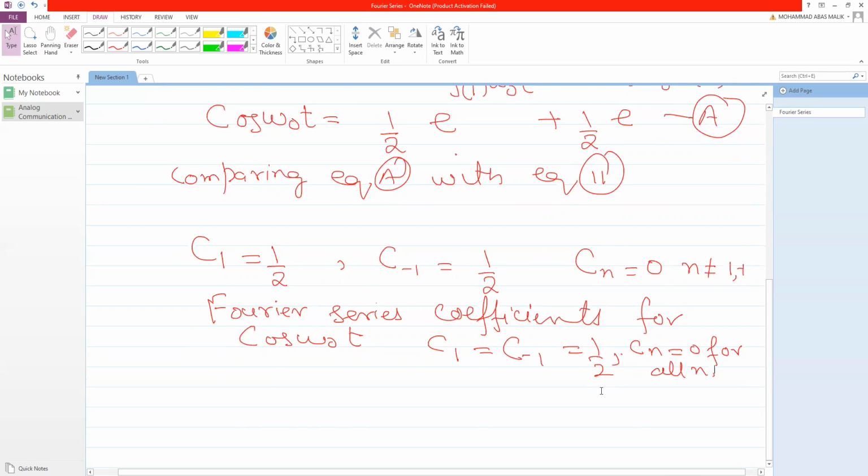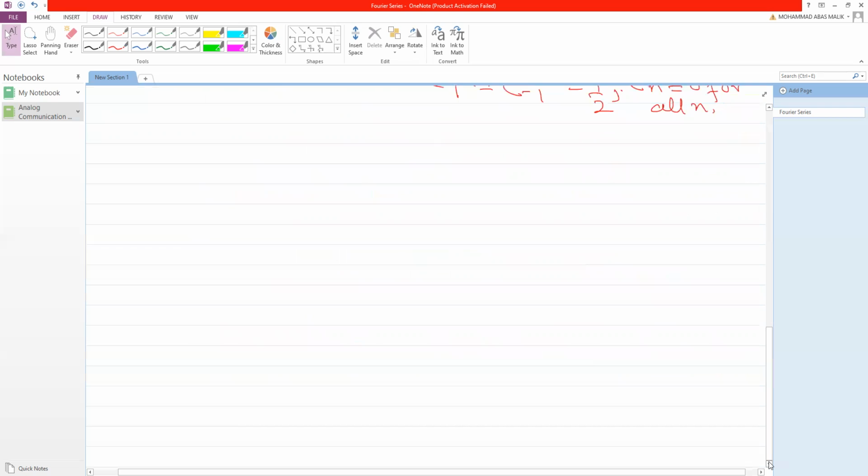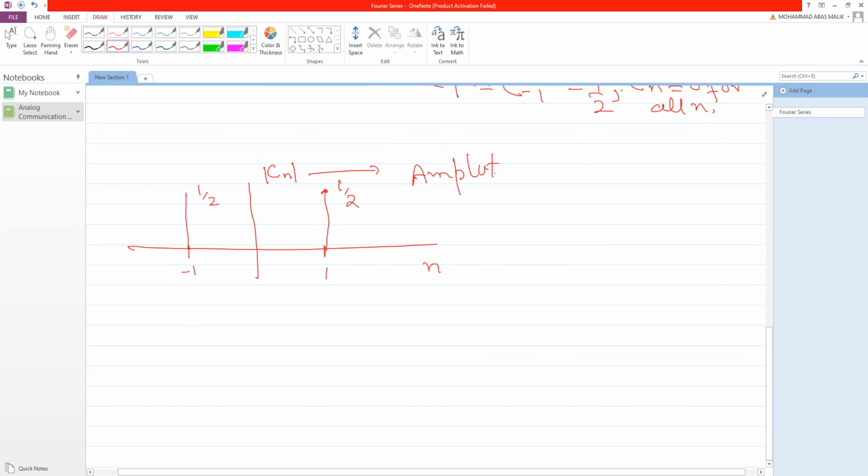So we will try to draw its spectrum. The spectrum will be drawn like this. You have n on the axis, and this is the magnitude of Cn. Cn at 1 is equal to 1 by 2. At n equal to minus 1, it's also equal to 1 by 2. This spectrum is also called its amplitude spectrum, or complex amplitude spectrum.